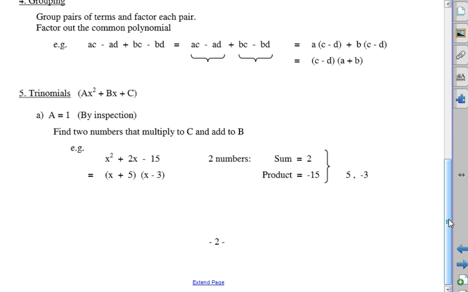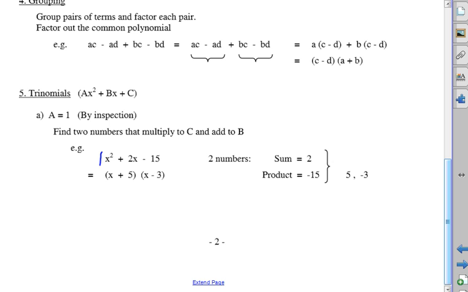Hopefully you're really good with these. I need you to be really good at this. If you're not strong at factoring, you need to get strong at factoring. Really practice the homework, okay? So simple trinomial, what makes something simple? A equals 1. That makes a simple trinomial.